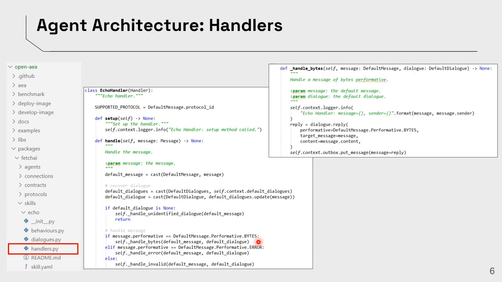The method that handles the bytes of the message is a private method. And as you can see here, it generates a reply, which simply sets as content the same message that it received. Finally, it outputs this message to the outbox.